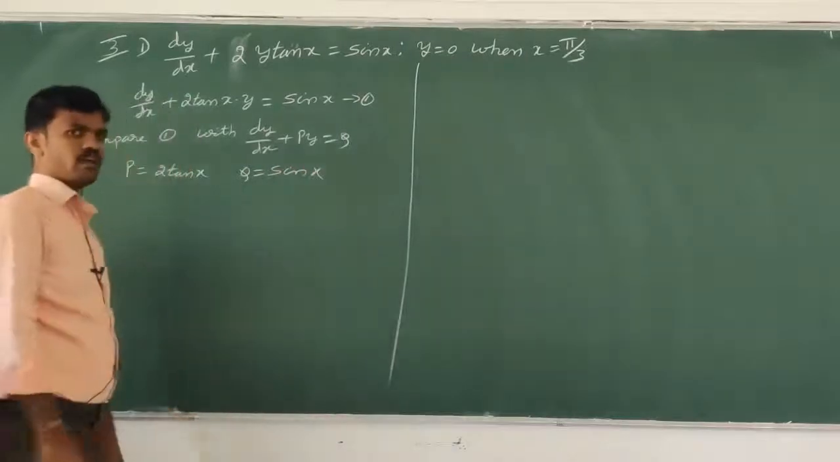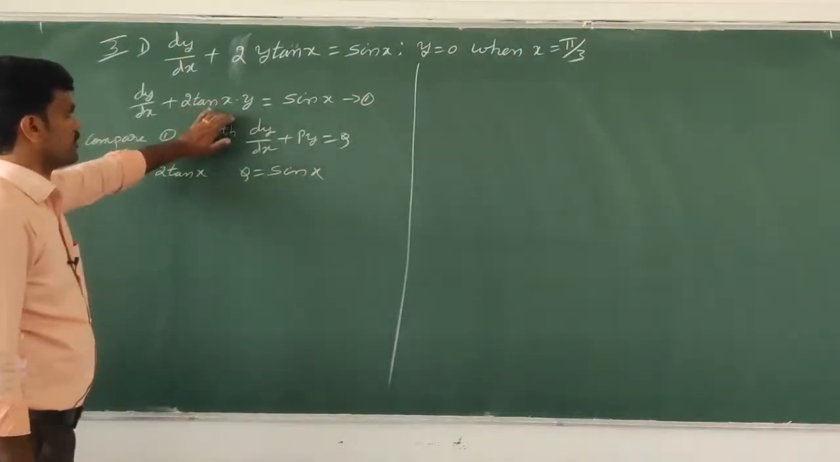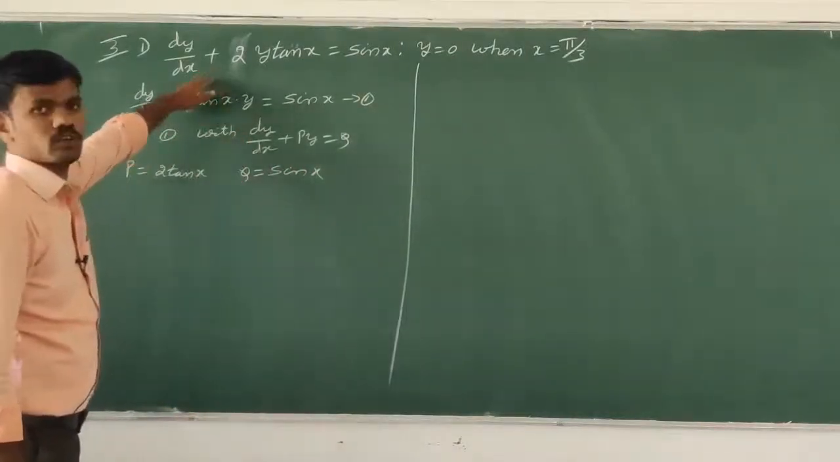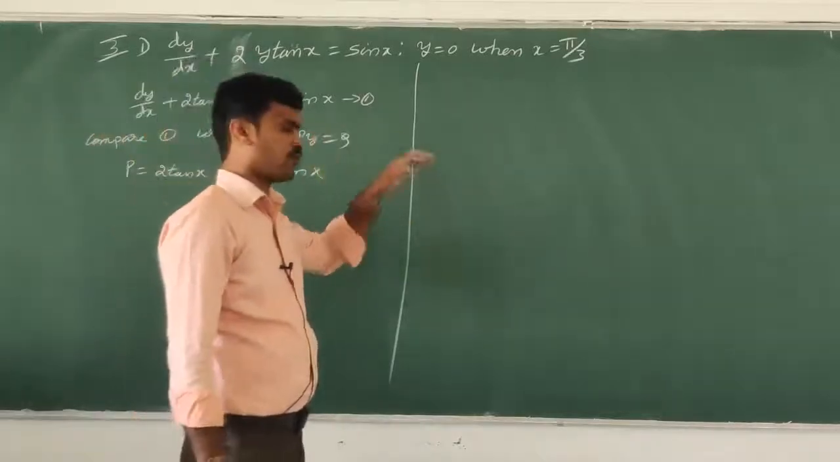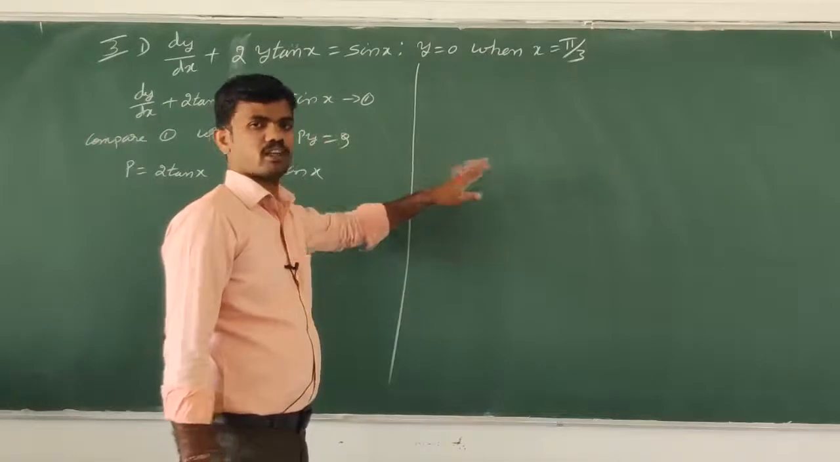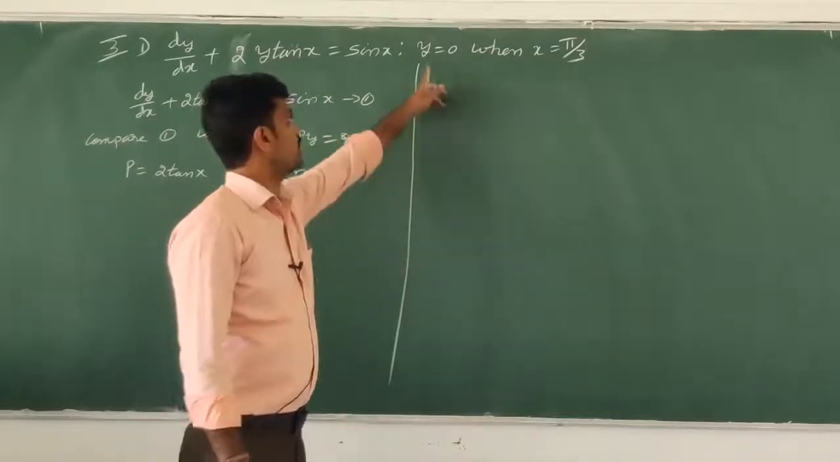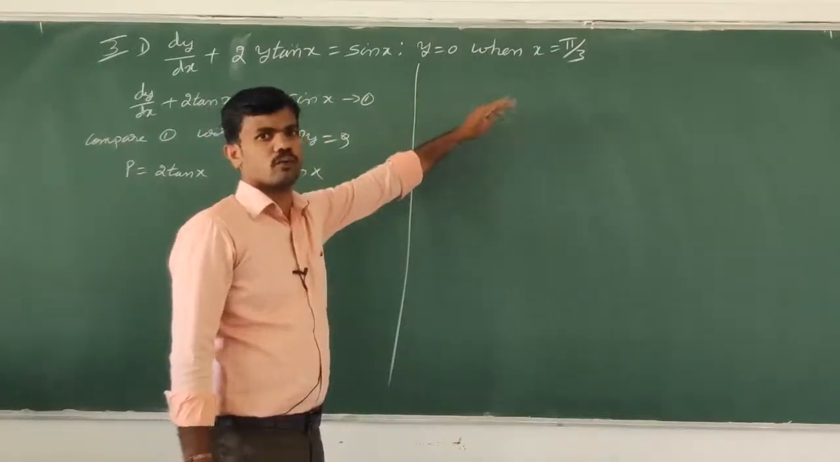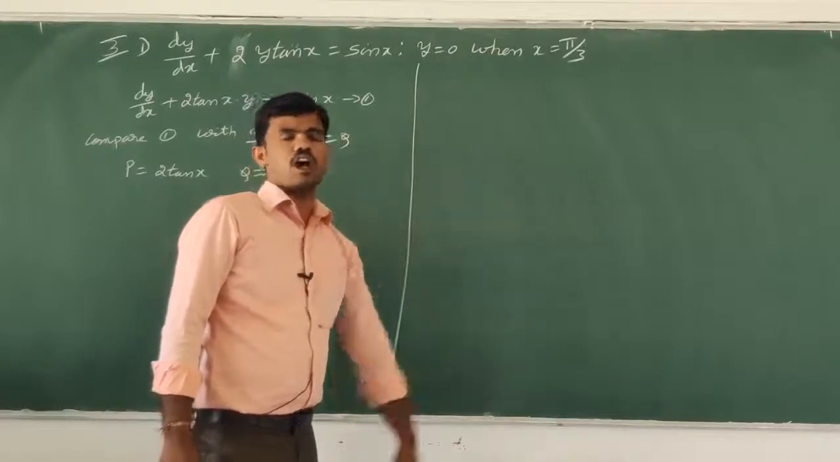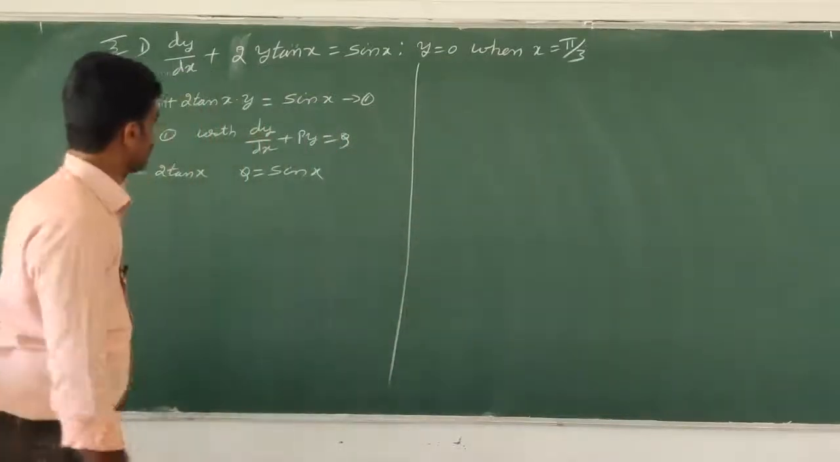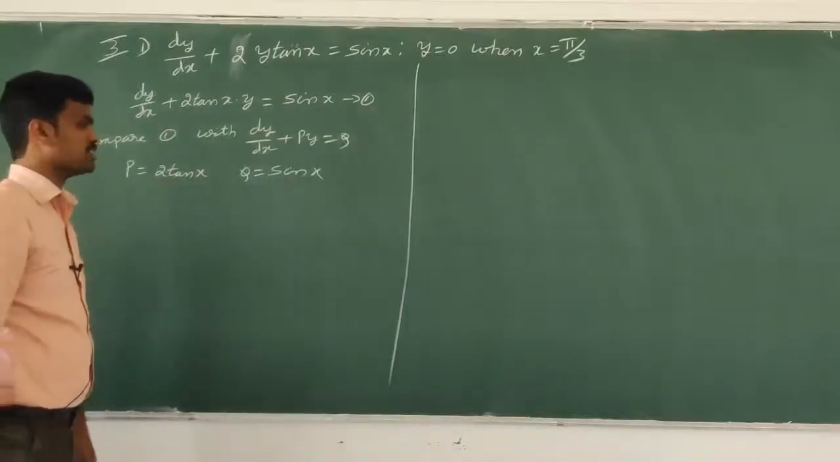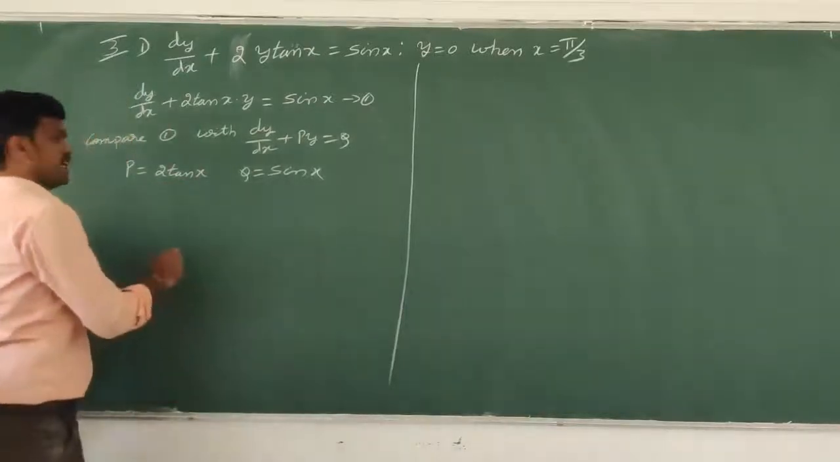So once you get the values of p and q, now we have to find the particular solution of the differential equation. As in the last class, first we have to find the general solution, and then use the initial conditions to find the value of that arbitrary constant. So first, find the general solution. First step for the general solution is done. Second step is we have to find the integrating factor.